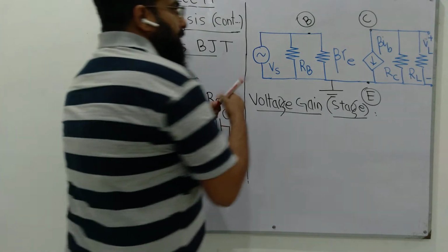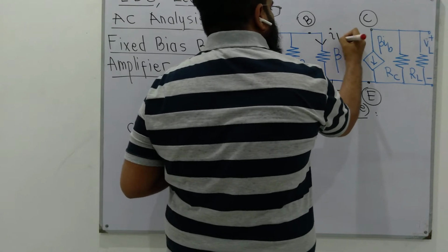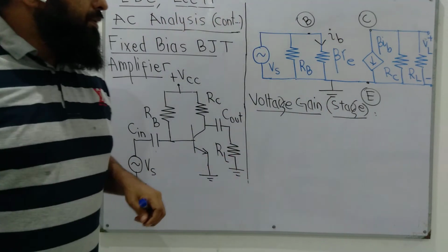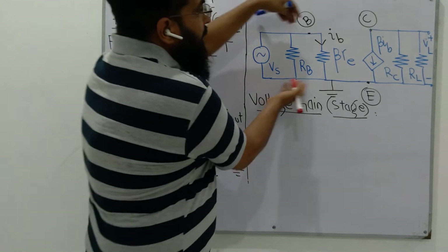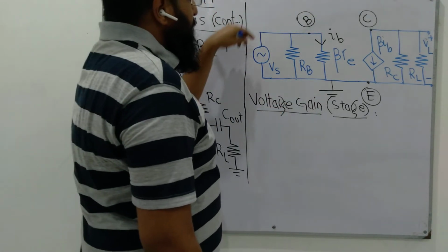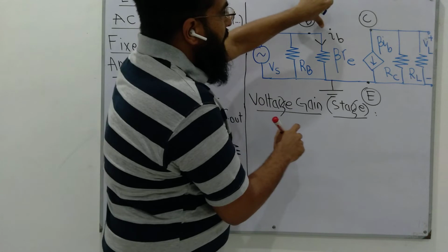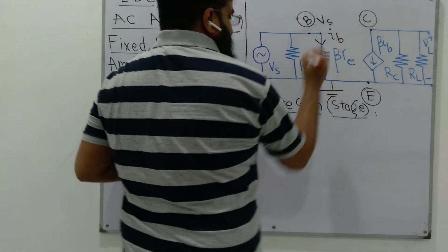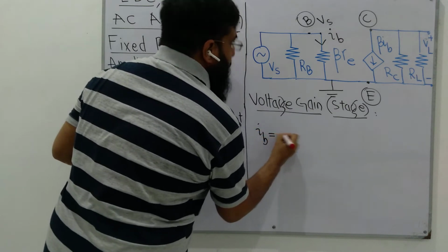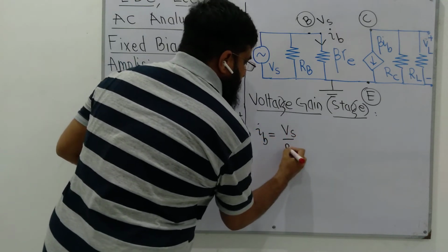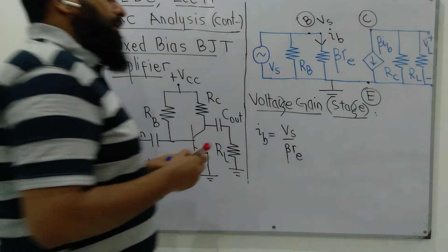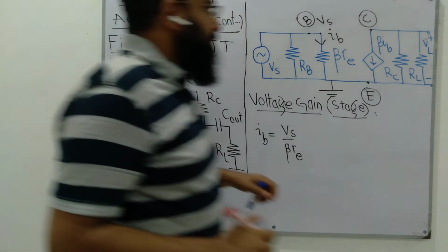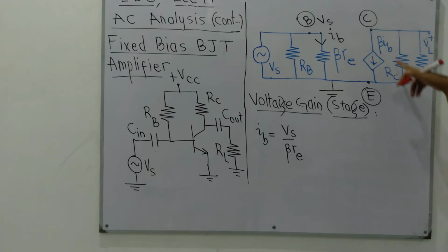We know that the current flowing through the base terminal IB is, since RB and beta RE are in parallel with each other, the same voltage VS appears here and here. So even here we have the same voltage VS. So IB, according to Ohm's law, is VS over beta RE. Here we have neglected R0 because it is very large compared to the parallel combination of RC and RL.